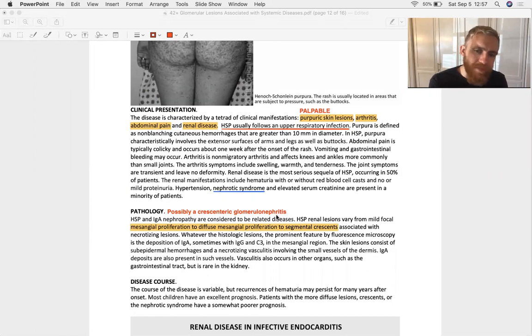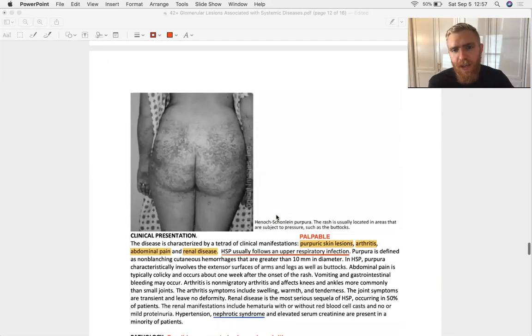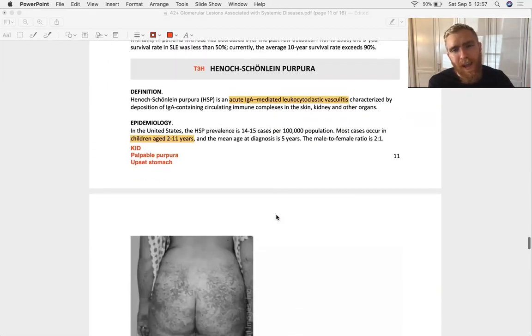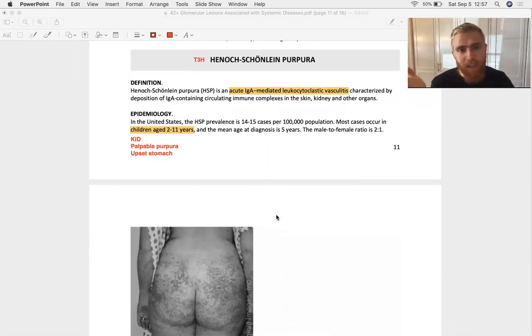So HSP can possibly give you a crescenteric glomerulonephritis. I really don't like how it's talked about and presented, because I feel like they're intentionally overlapping it in this SDL with Berger's disease. And I mean, on a test question, again, these things are very, very different. The HSP kid always has the upset stomach or the arthritis or the palpable purpura, and they'll probably give you 2 of those 3, you know, versus Berger's disease.